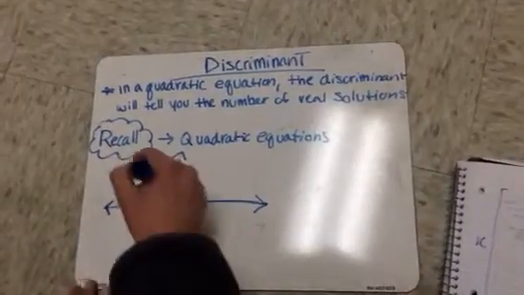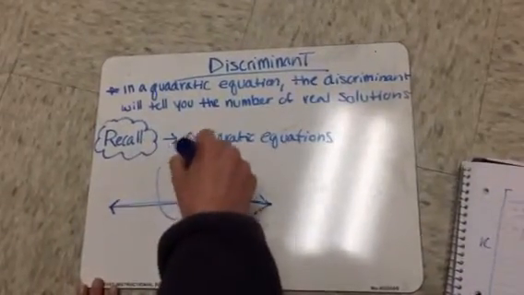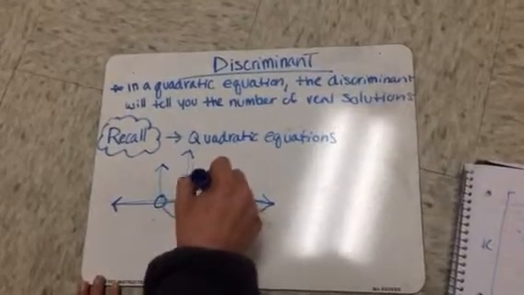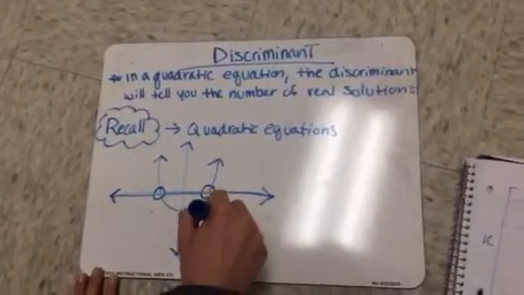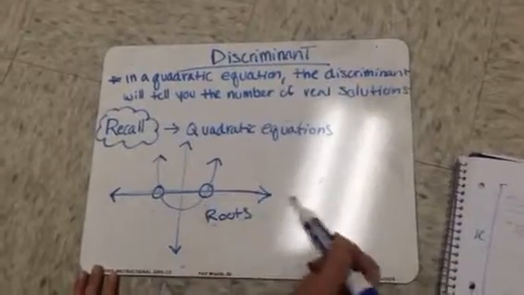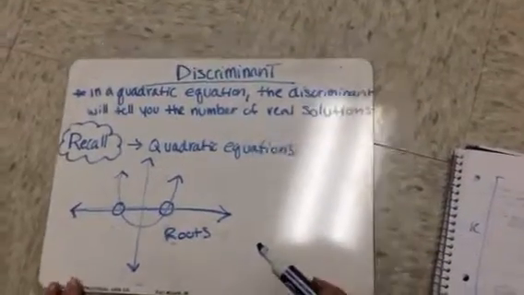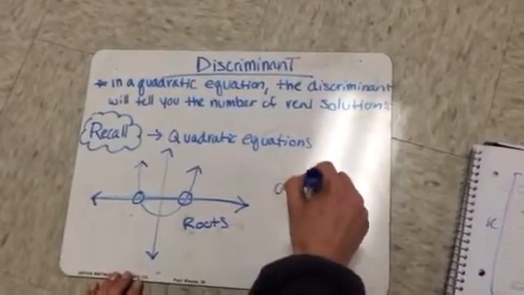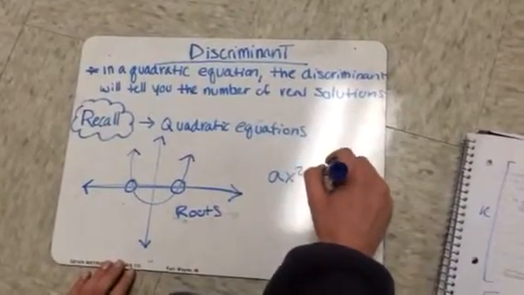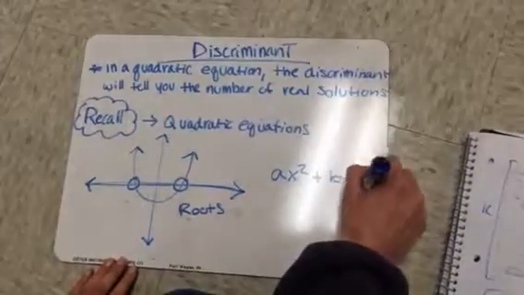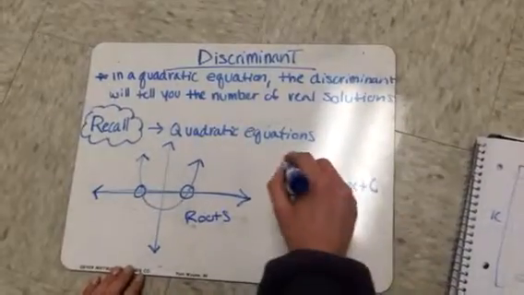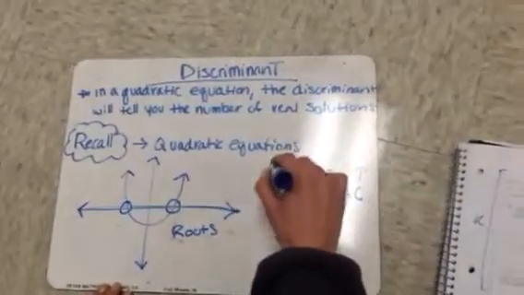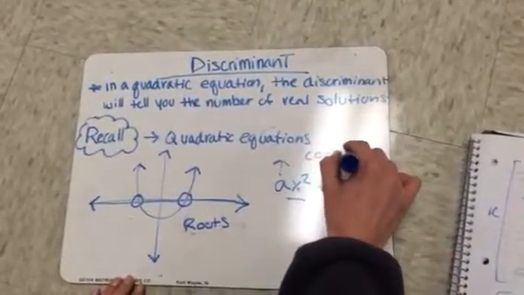So on a graph, that would look like this. Or it could be negative, pointing downwards, but either way, it'll cross the axis twice, right here, which would be your roots or solutions. So we generally see this in a standard form equation, which would be ax squared plus bx plus c. So here's your unknown variable, and then a, b, and c are all constant values.